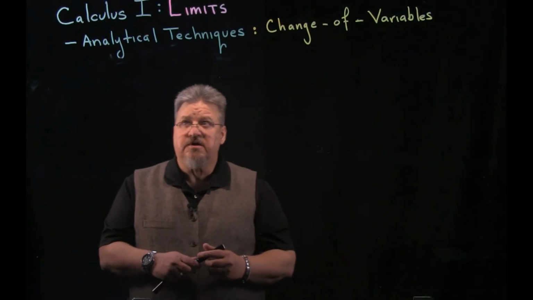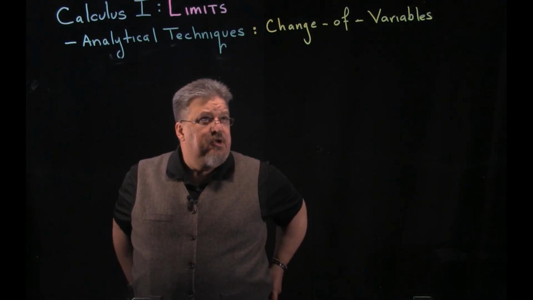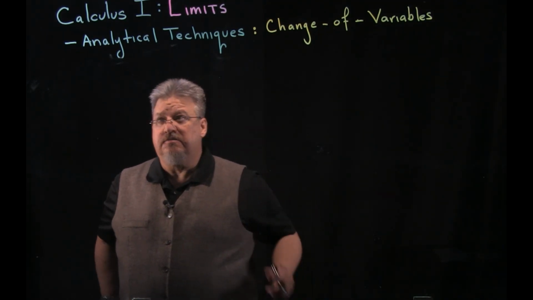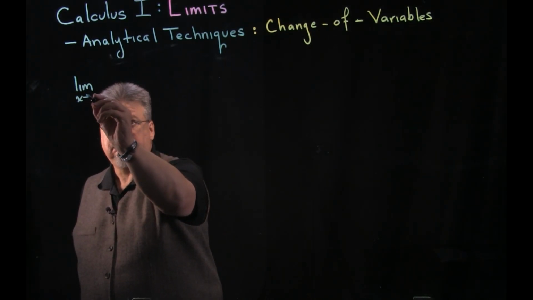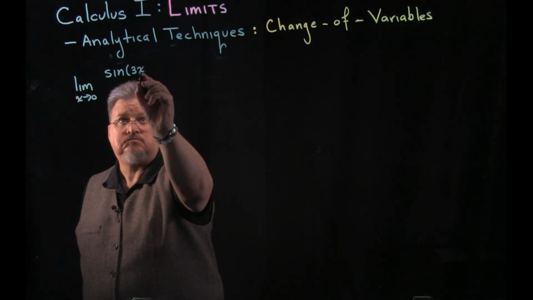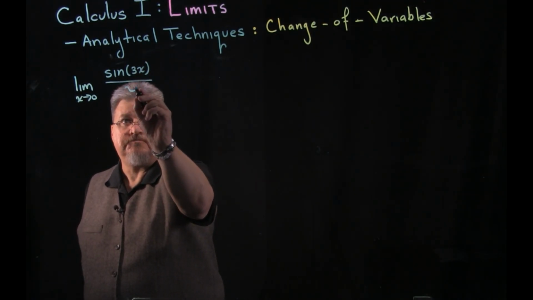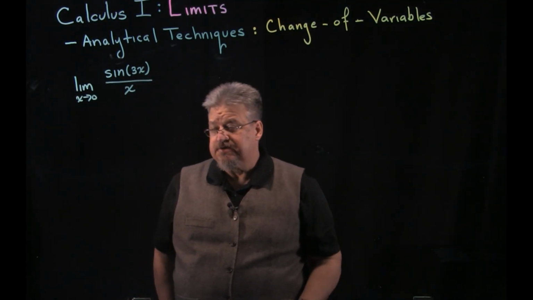Okay, so let's look at another analytical technique that's not understood well, change of variables or substitution. Let's look at that by way of an example, and a simple example. The limit as x goes to 0 of sine of 3x over x.